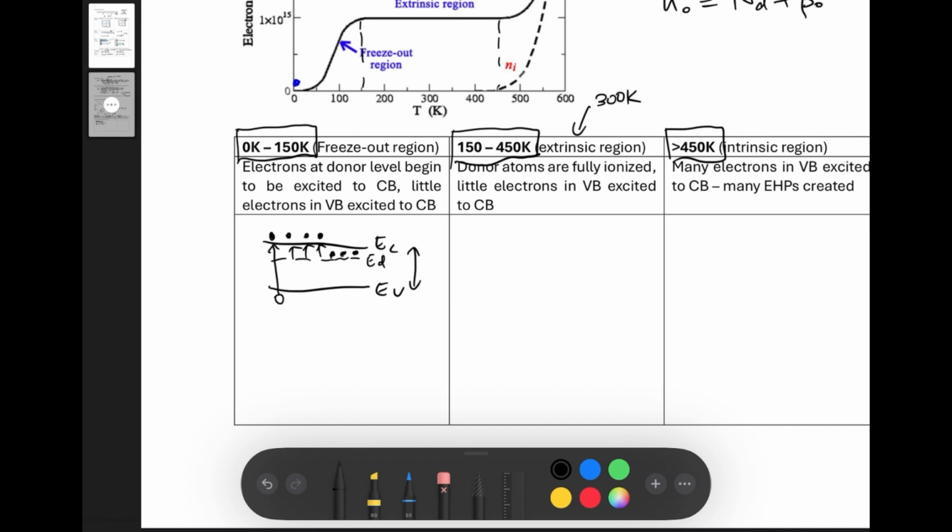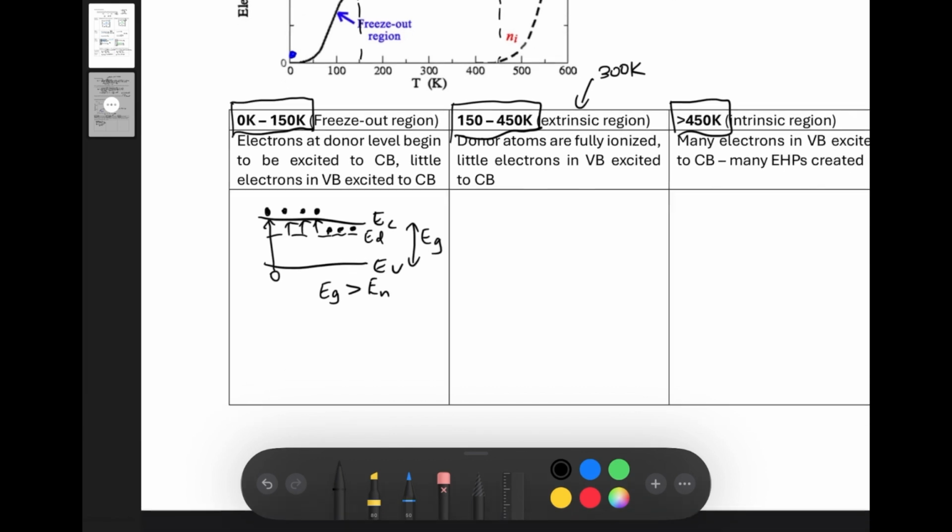Why is this so? It's because the band gap energy is much larger than the donor binding energy. As you can see from the example earlier, the donor binding energy is a few milli electron volts, while the band gap is 1 or 2 or 3 electron volts. So the band gap energy is much larger. A lot of the donor atoms will be excited to the conduction band, but very few electrons in the valence band will be excited to the conduction band.